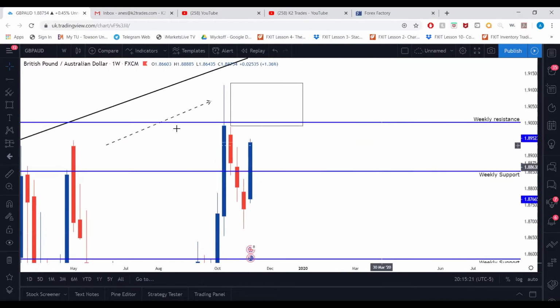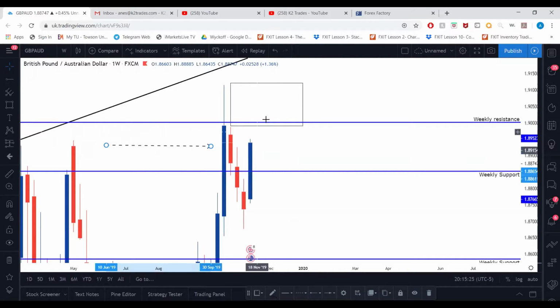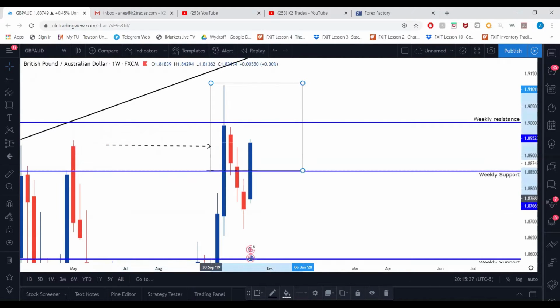And what I mean by range is this right here, this whole area. So I'm gonna box it out. So this is the current weekly range, right? Where we are trading this pair.